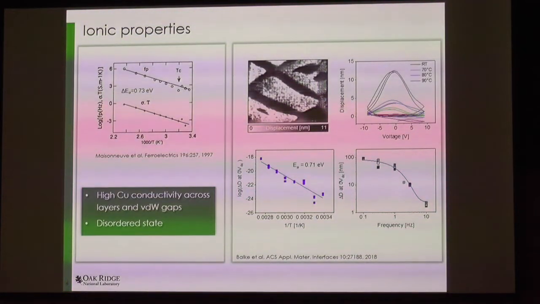So here we have a typical ionic signature. We have the temperature dependence: the higher the temperature, the more conductivity, but we also have copper conductivity at room temperature, to a lesser extent, of course. And we have a frequency dependence, so the slower, the more conductivity. And that's going to be important in a couple of slides.